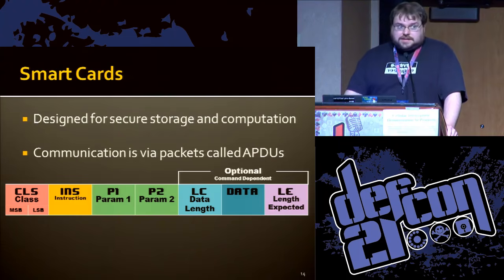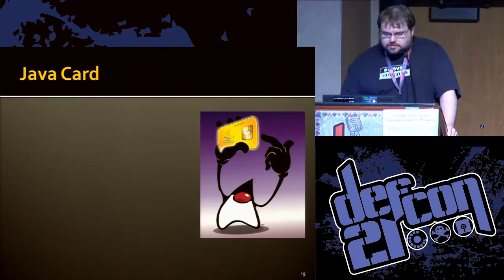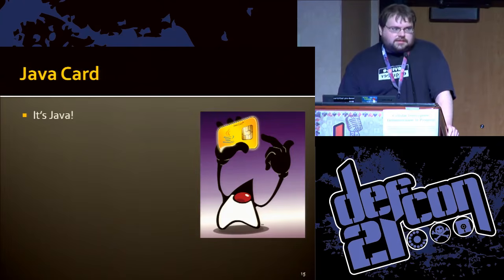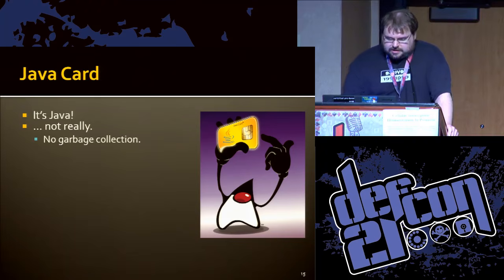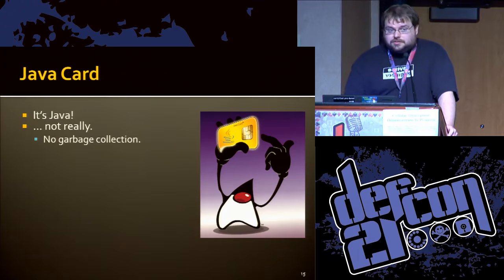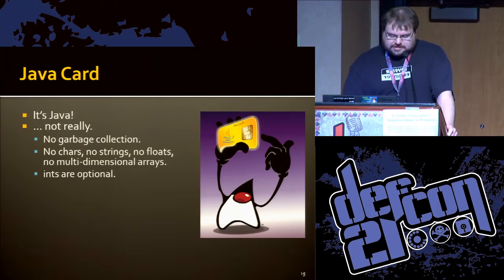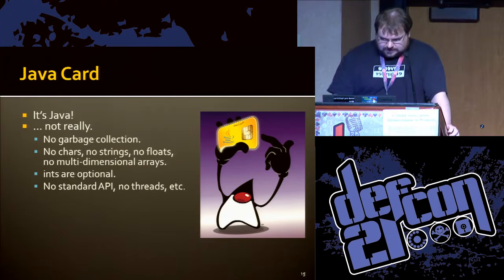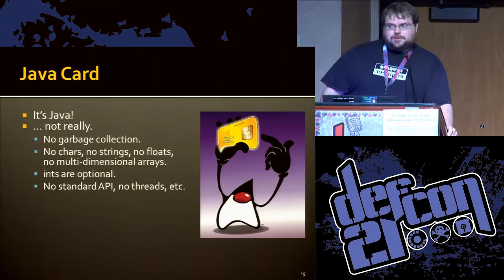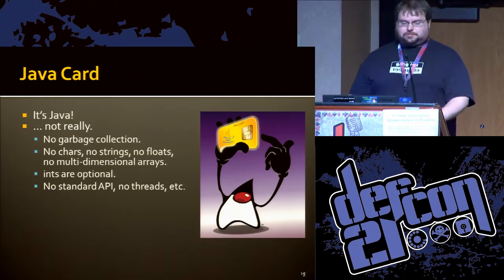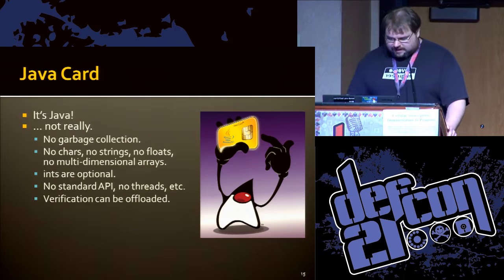So that's the basic interface that smart cards have. Java Card, it's Java. Not really. There's no garbage collection. You can call new, but it won't clean up after itself. There are no characters, no strings, no floats, and no multi-dimensional arrays. So this gets interesting. And if you're lucky, you might have some ints. Otherwise, you're stuck with bytes and shorts. Of course, there are no standard Java APIs for file I/O or threads or anything crazy like that.